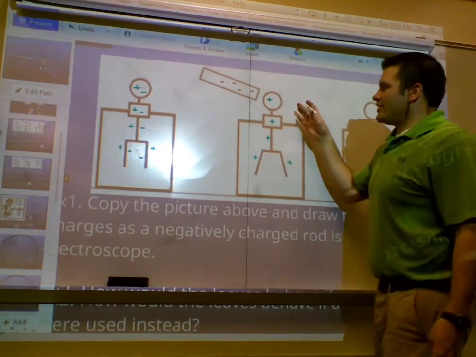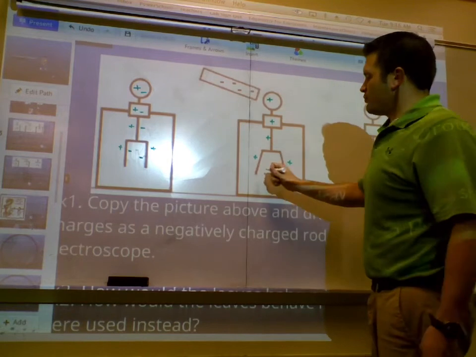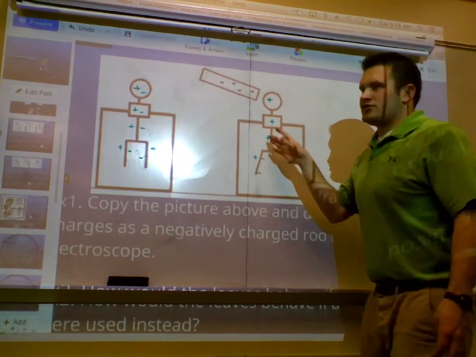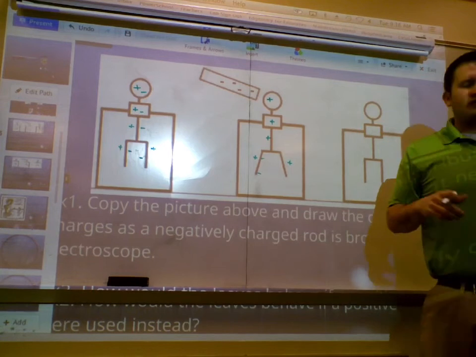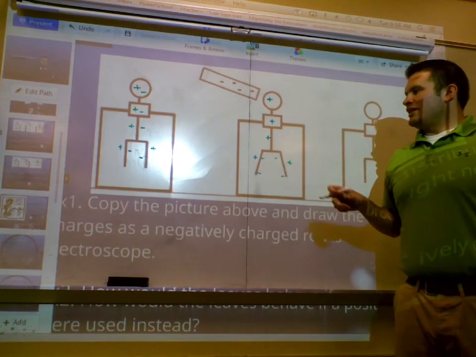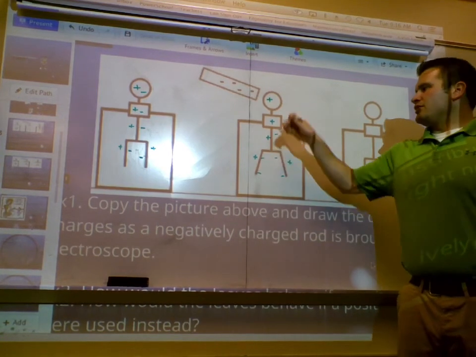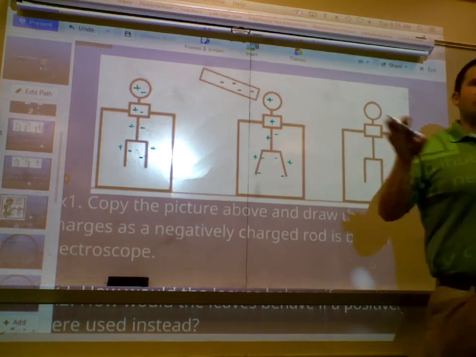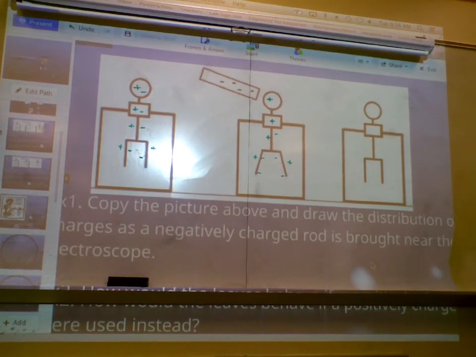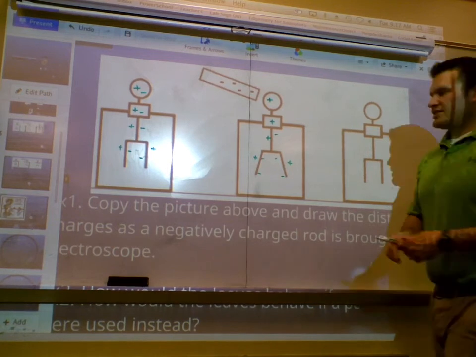So the 5 negative charges, they don't like this negatively charged rod, so they start moving down. Now they also don't like each other, so it's not like they're all going to cram onto the bottom of the leaves, right? They don't like each other, but they also don't like that negative rod. So they'll evenly distribute far away from that rod. Okay. Does that make sense?